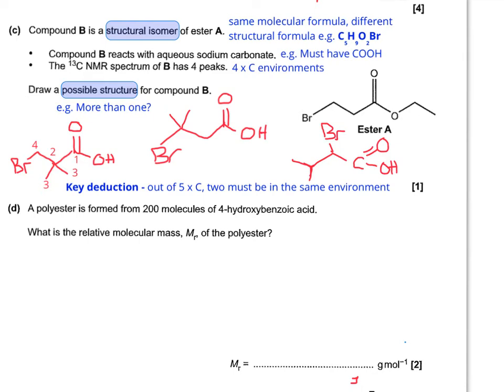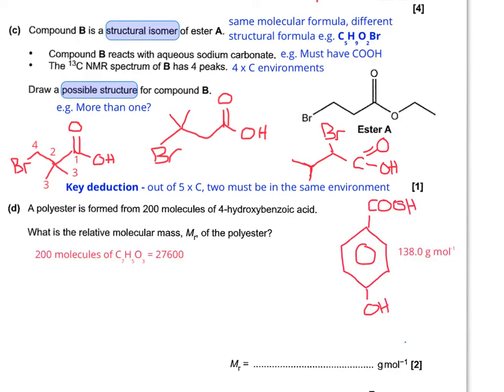So the next part, polyester, is formed from 200 molecules of 4-hydroxybenzoic acid. This is moving on from that particular compound that we looked at just now. So 4-hydroxybenzoic acid, let's get a picture of that down. 200 molecules of that compound would be equal to 27,600 grams. What we've got to think about is what happens when it polymerizes.